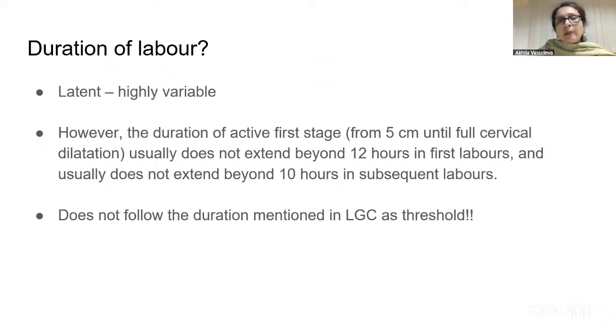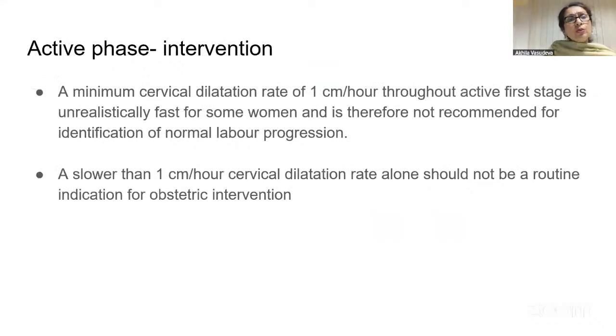So duration of labor, again, they have written very clearly in the same labor care guide that active first stage usually does not extend beyond 12 hours and usually does not extend beyond 10 hours. That doesn't correspond to the upper limit of alert line for the cervical dilatation. So if you add all of them, it will be much more than 12 hours. So that itself means that you need to individualize the decision. So that 1 centimeter per hour is definitely unrealistic.